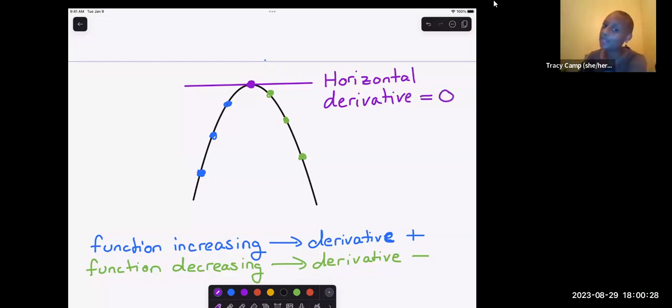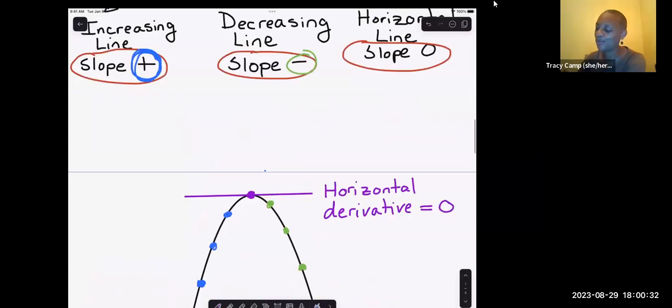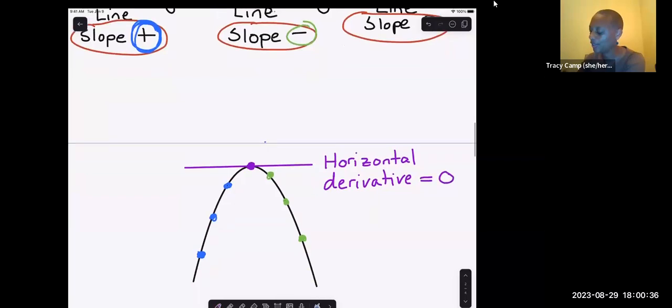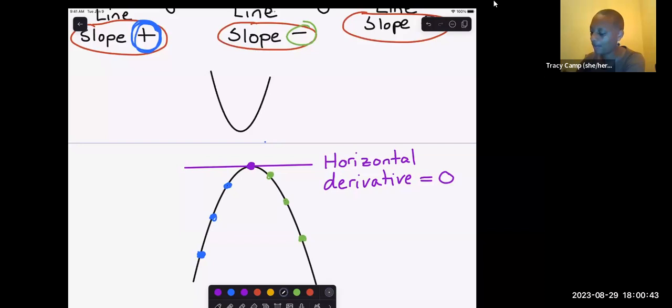Because again, derivative is the slope of a tangent line, and whenever you have a horizontal line, that means the slope is 0. So you can have other situations like this, like you could have a curve going like this, and still at the low point, you have a horizontal tangent line. I just have a hard time making it look horizontal, that's all. But the idea is that it's horizontal.